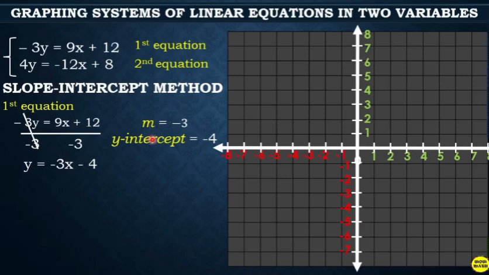Okay. So, una nating ipa-plot si y-intercept. So, asan si y-intercept? Negative 4. So, ito siya. Okay? So, ito po. Now, from here, dito natin gagawin si slope.